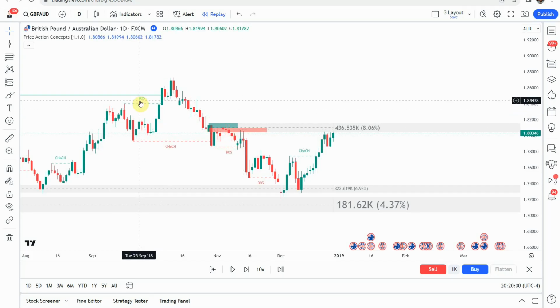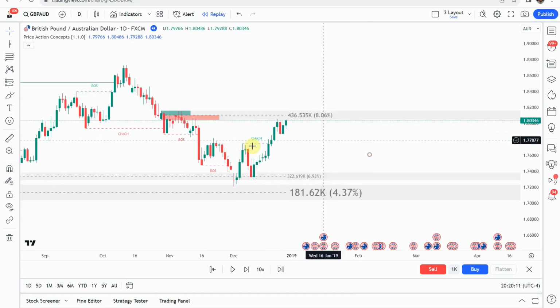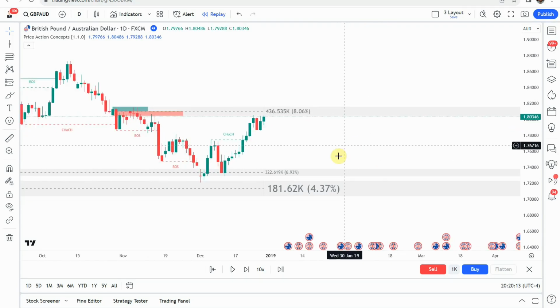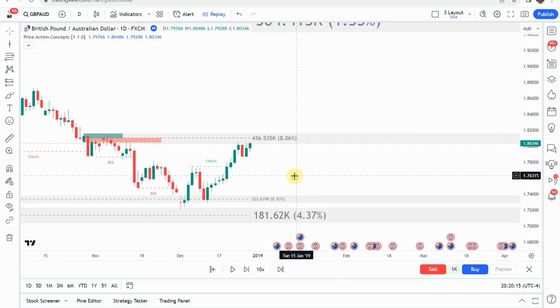So if the BOS is green, we're going to take a long when it pulls back into the volumetric order block. If the BOS is red, we're going to take a short when it pulls back into that order block. So hope that makes sense. Let's go ahead and get on with the testing and see what we can get out of it.